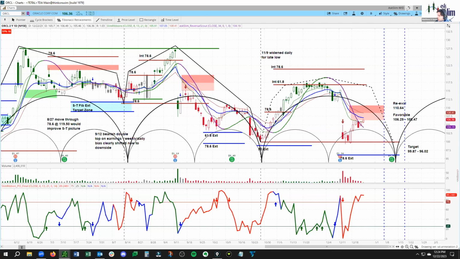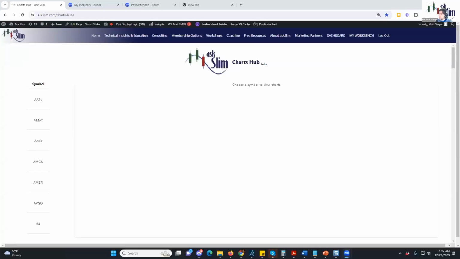And as part of my segment, I also like to just give you a little sense of the process in terms of how did I find my idea using any of the askSlim tools and services. So you should see the Charts Hub up on my screen. And this is an excellent tool.